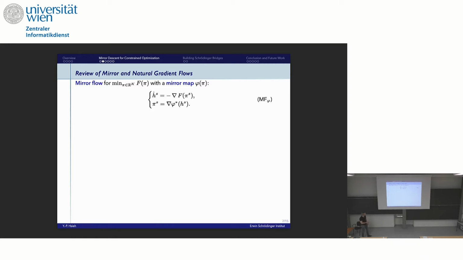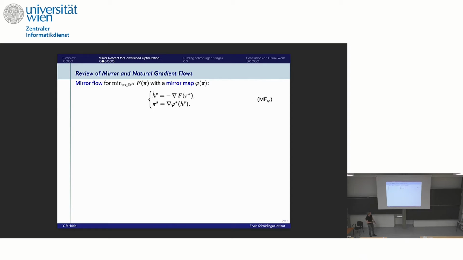For this problem, one of the most elementary and fundamental algorithms is the so-called mirror descent, or in continuous time, the mirror flow. What you do is construct something called a dual variable, and you perform gradient descent or gradient flow in the dual variable. Whenever you want to recover the primal variable, you apply the gradient of the convex conjugate of some convex function. So far this is completely standard material.